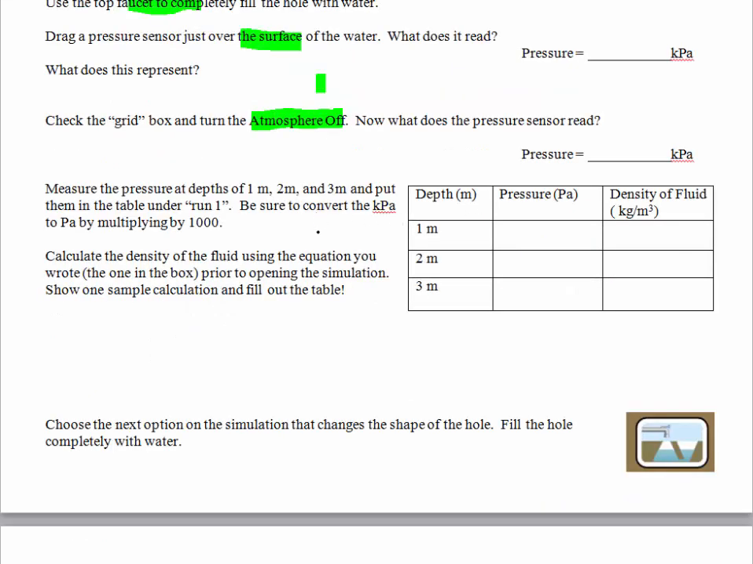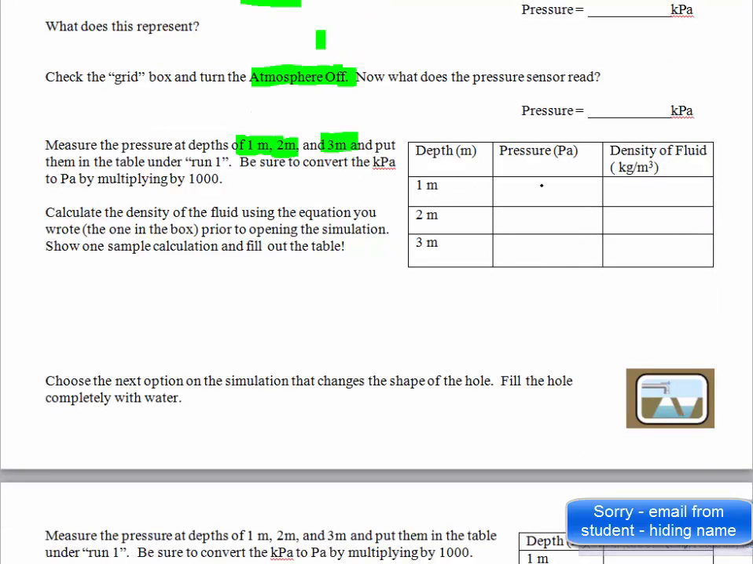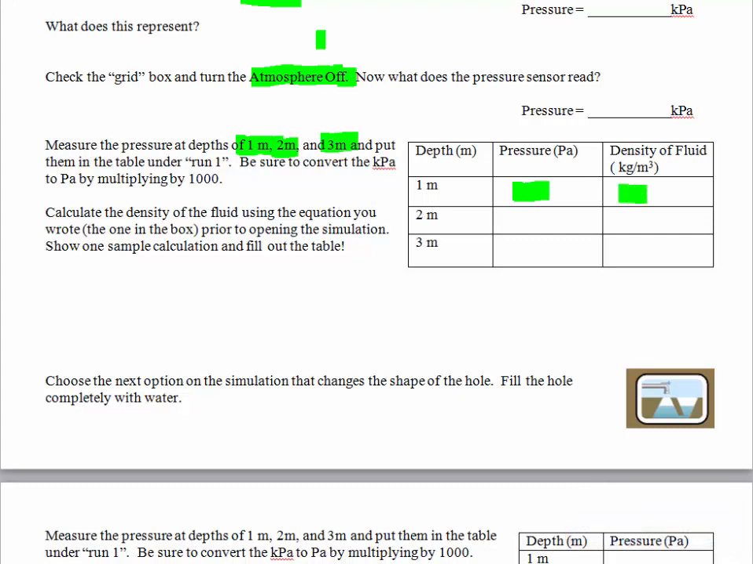And then I'm just going to have you measure the pressure at a depth of 1 meter, 2 meters, and 3 meters. This entire time, please do keep the atmosphere off because I don't want that affecting it. So we can measure the pressure, and then we could also calculate the density of the fluid. Essentially, pressure is equal to density times gravity times depth. So the density of the fluid is going to be equal to the pressure divided by gravity and the depth right over here.